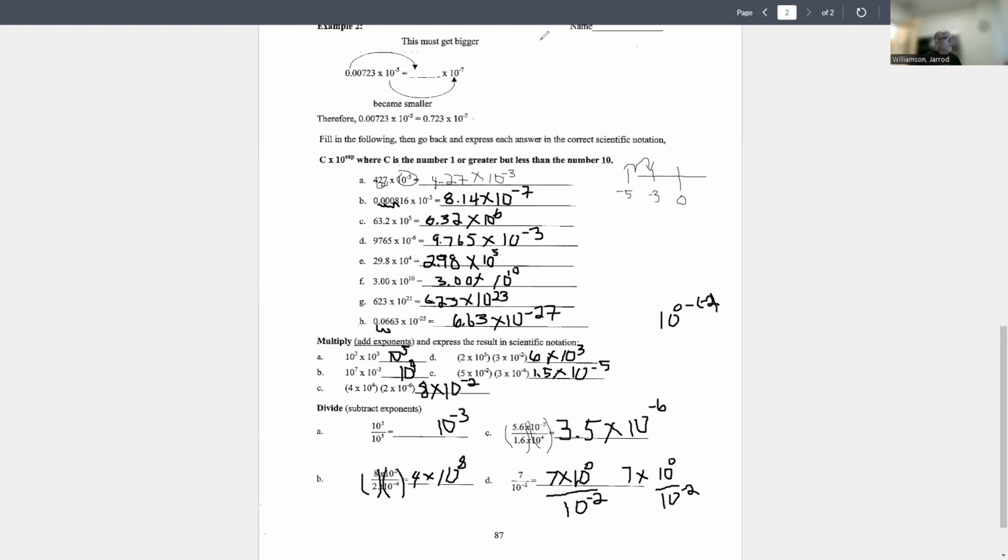And so when I'm done, I end up with, let me erase this stuff, I end up with here 7 times 10 to the positive 2, which, if we write it in regular numbers, is just 700.